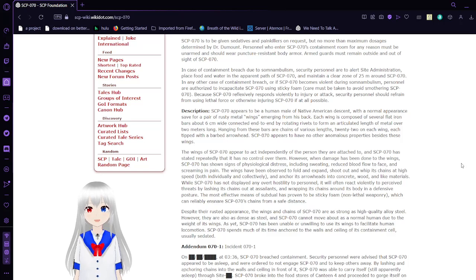personnel are authorized to incapacitate SCP-70 using sticky foam. Care must be taken to avoid smothering SCP-70. Because SCP-70 responds violently to injury or attack, security personnel should refrain from using lethal force or otherwise injuring SCP-70 if at all possible.